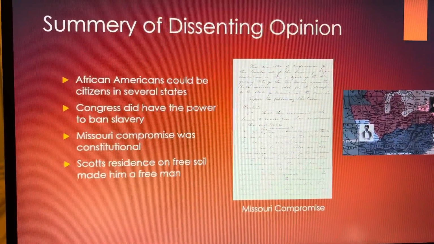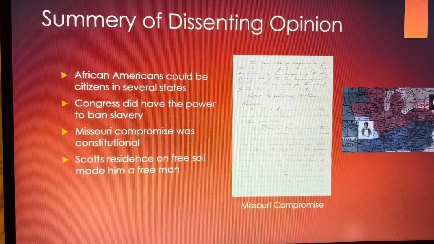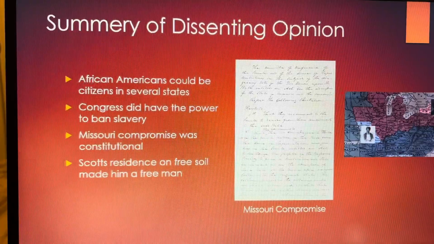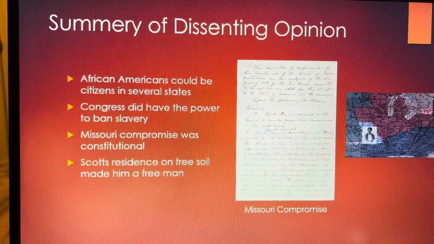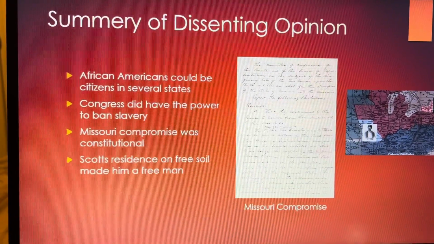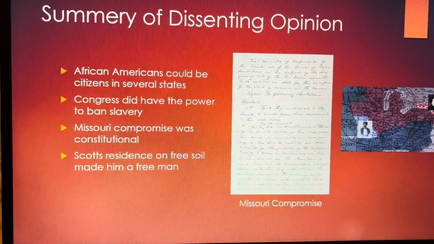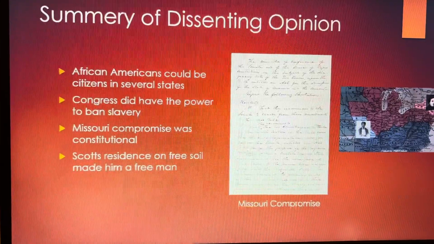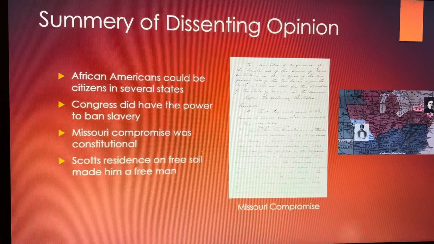Summary of dissenting opinion. African Americans could be citizens in several states at the time of the founding, so they should be considered citizens. Congress did have the power to ban slavery in territories, as it had been done repeatedly. The Missouri Compromise was constitutional. Scott's residence on free soil should have made him free.